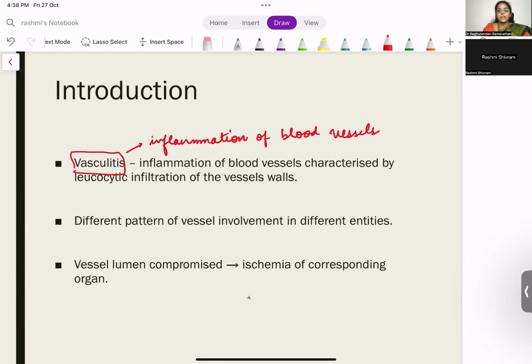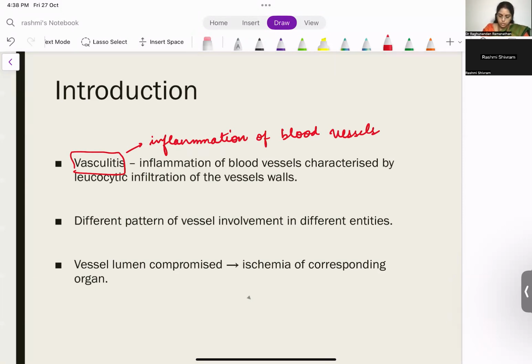So there are different patterns of vessel involvement in different entities. There are many diseases which come under this category of vasculitis, and each pattern will show a different vessel involvement and each pattern shows a different pathology. So we will usually be classifying this based on the pathology as well as the vessel involved. We'll go through it in detail. Once the vessel lumen becomes compromised, there is ischemia to the corresponding organ and the features start becoming severe. It becomes severe vasculitis. There is inflammation of the blood vessel because of leukocytic infiltration into the vessel walls. Different vessels are involved, which show different manifestations.